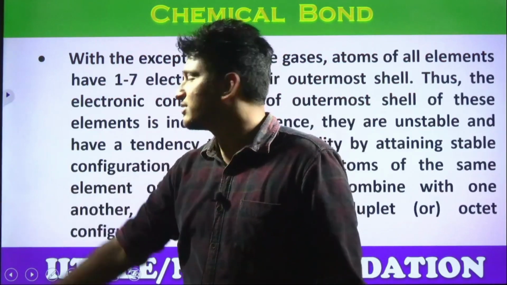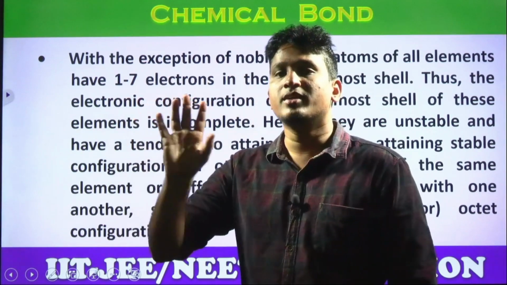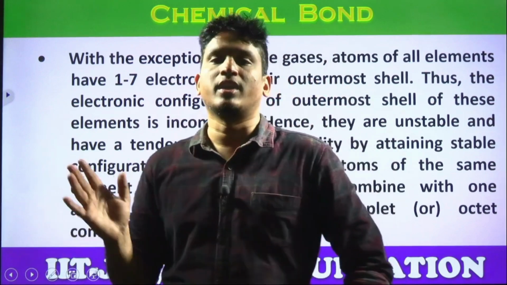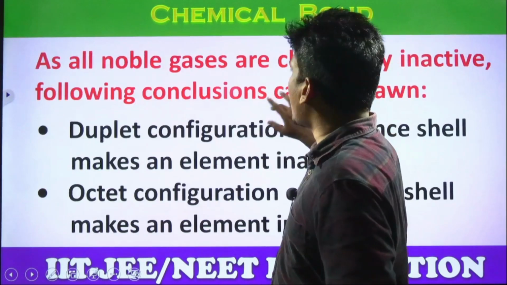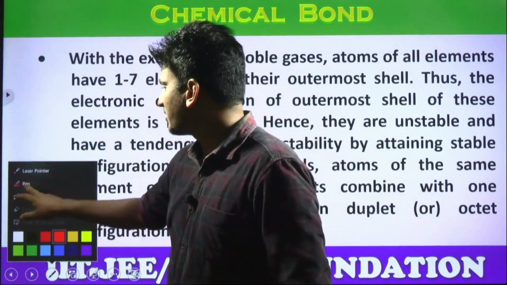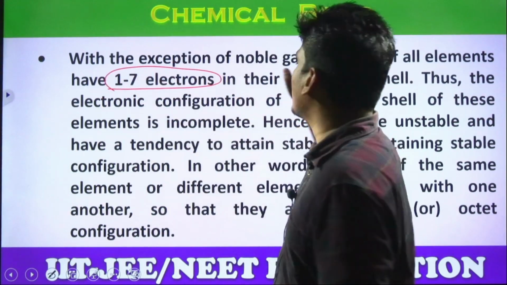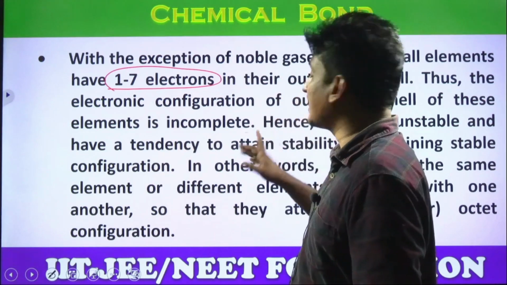So all these elements want to achieve which electron configuration? Noble gas configuration, simply. How many types are there? 2 types. One is duplet, for helium only, and the remaining are octet. Oct means 8. So with the exception of the noble gases, atoms of all the elements have how many? Students, this is the main point. 1 to 7 valence electrons in their outermost shell, in their electronic configuration of the outermost shell.